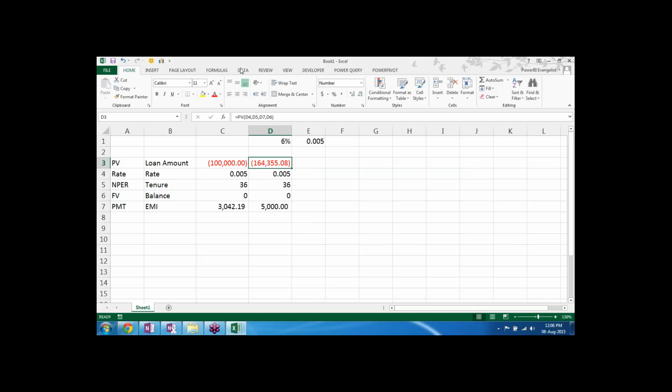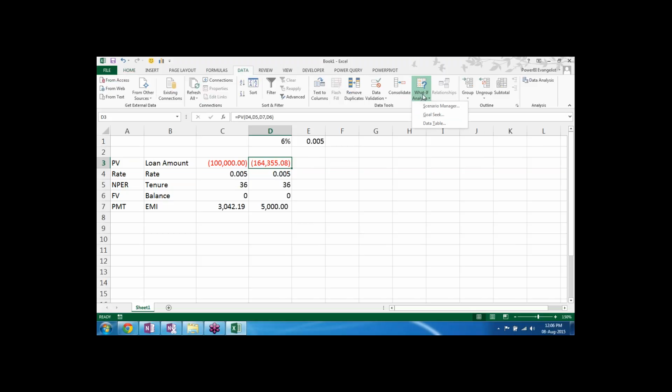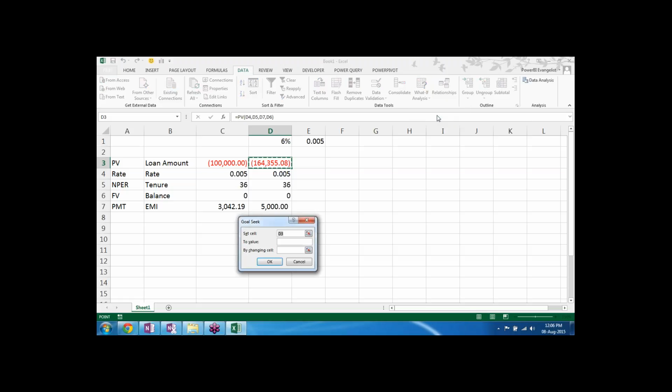So what you can do, if you go to Data and you say What-If Analysis and you say Goal Seek, and you say that, okay, I want to take a loan of not 1,64, I want to take a loan of 3 lakhs. And I want to see how my EMI will be. So I say this is my EMI. Say okay. So it automatically calculates. So it says that if you want to take a loan of 3 lakhs, then this will be your EMI, almost 9,000.